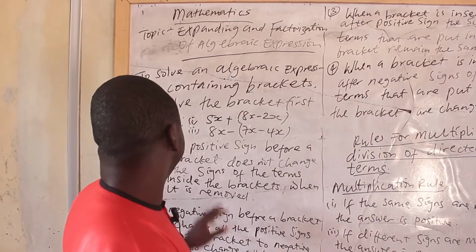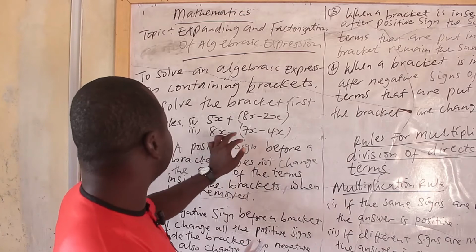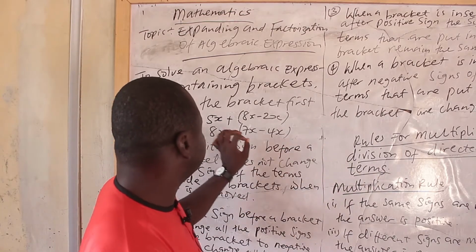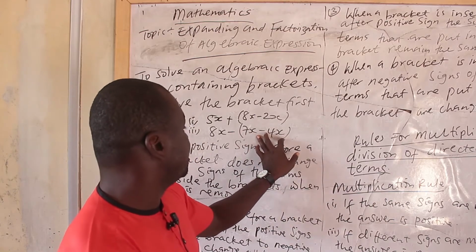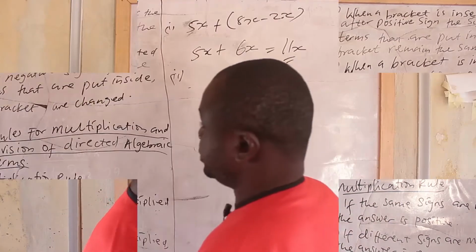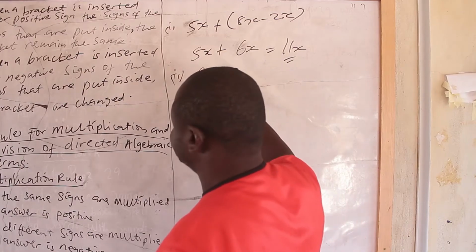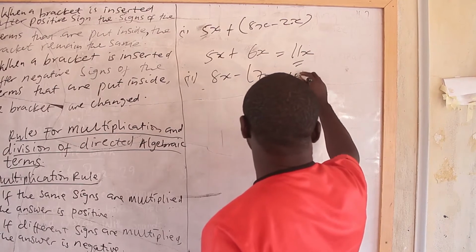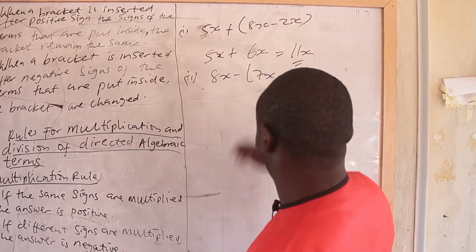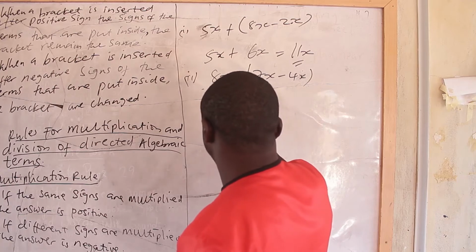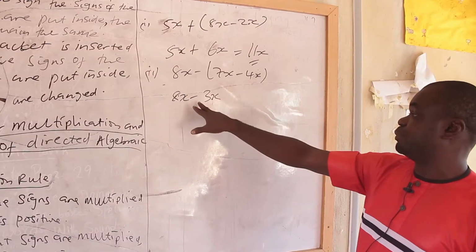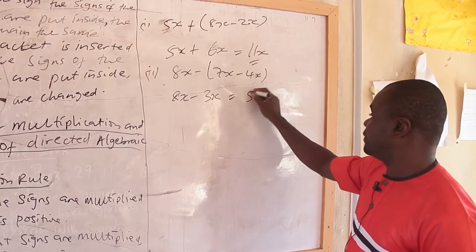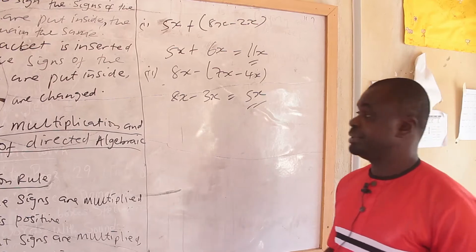For example 2, we have 8x minus 7x minus 4x. The 7x minus 4x is inside the bracket, so we have to solve it first. 7x minus 4x gives us 3x. Then 8x minus 3x, the answer will be 5x. So that is the answer.